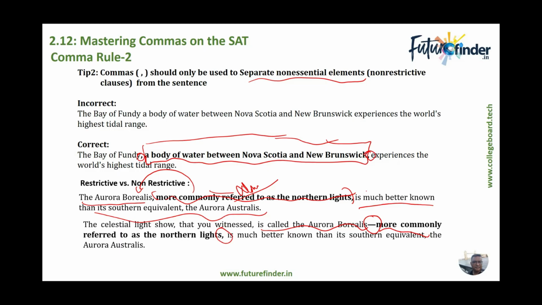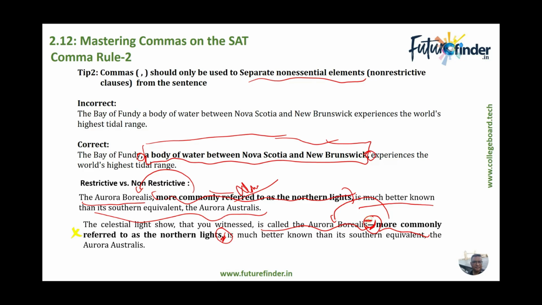This basically is incorrect, because it has got to start with a comma and end with a comma, because again this is a non-restrictive clause. It's the same thing: the aurora borealis, more commonly known as the northern lights. So again, a non-restrictive clause. This is incorrect because we have started with a dash on one side and ended with a comma. It's got to either start with a comma and end with a comma.